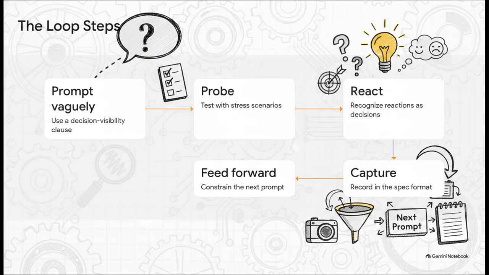Without this clause, the builder's hidden silent choices just become your spec by sheer inertia. Next, you probe with specific real-world scenarios. Third, you react to the decisions the AI made. Fourth, you capture the results immediately. And fifth, you feed those recorded decisions forward. That means taking what you just learned, locking it into the next prompt, and making the AI build the next iteration with those newly discovered, tighter constraints.